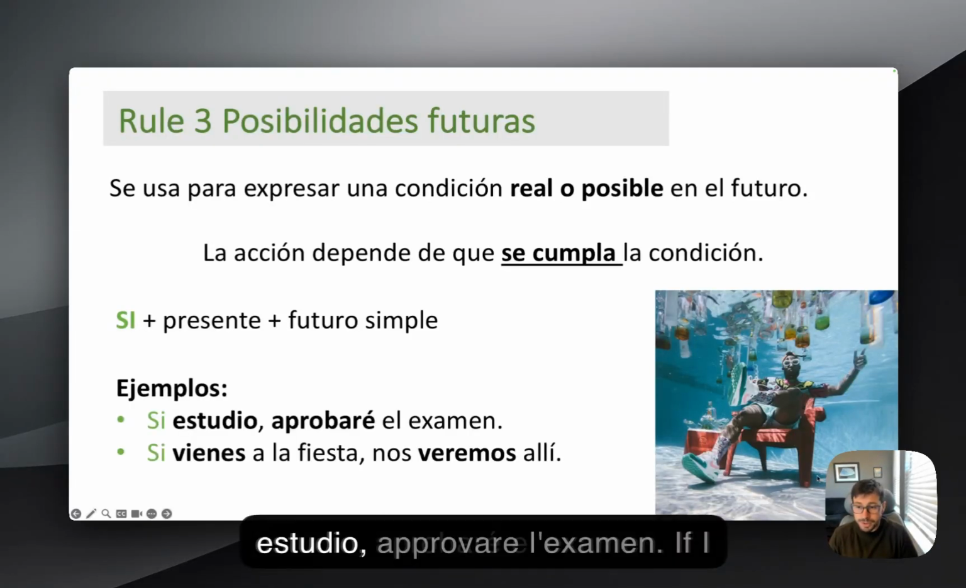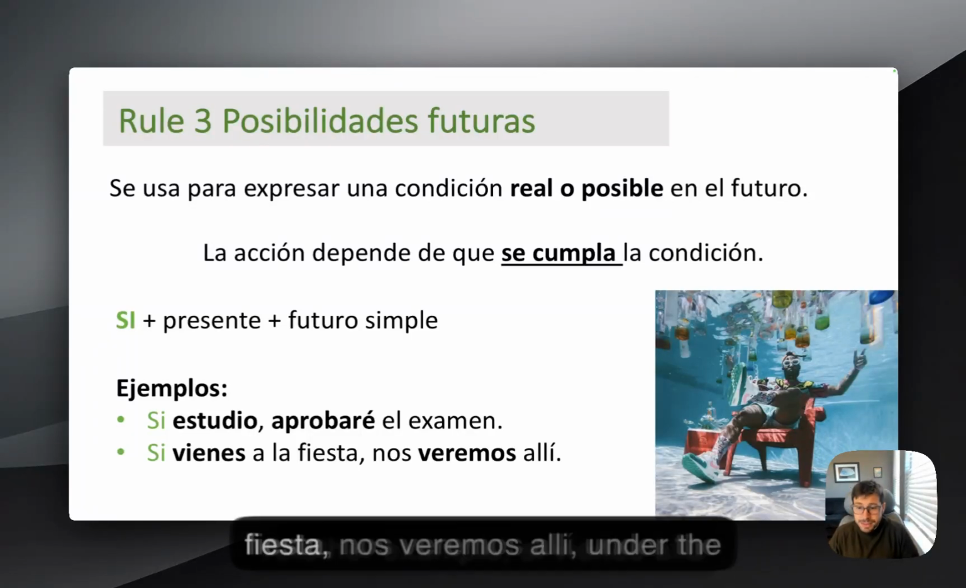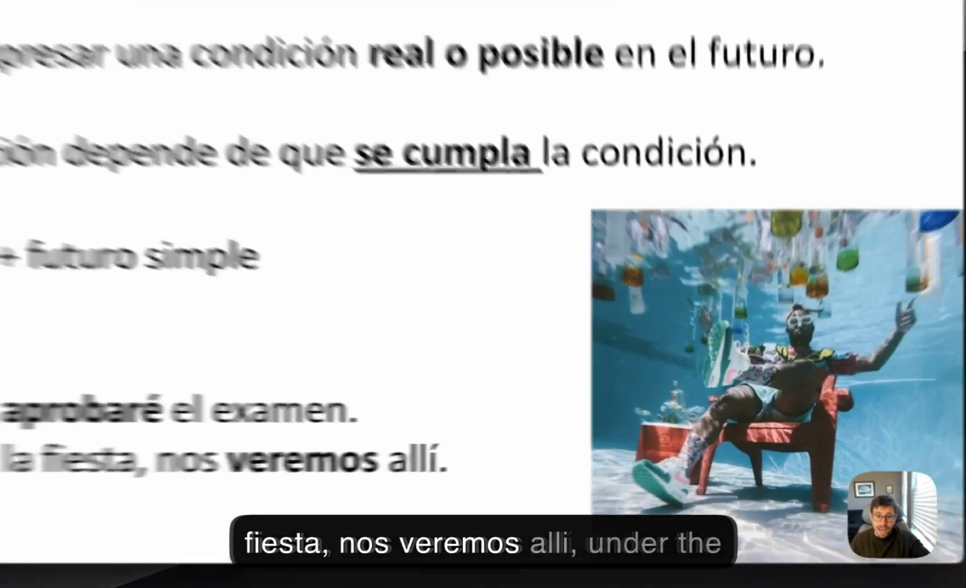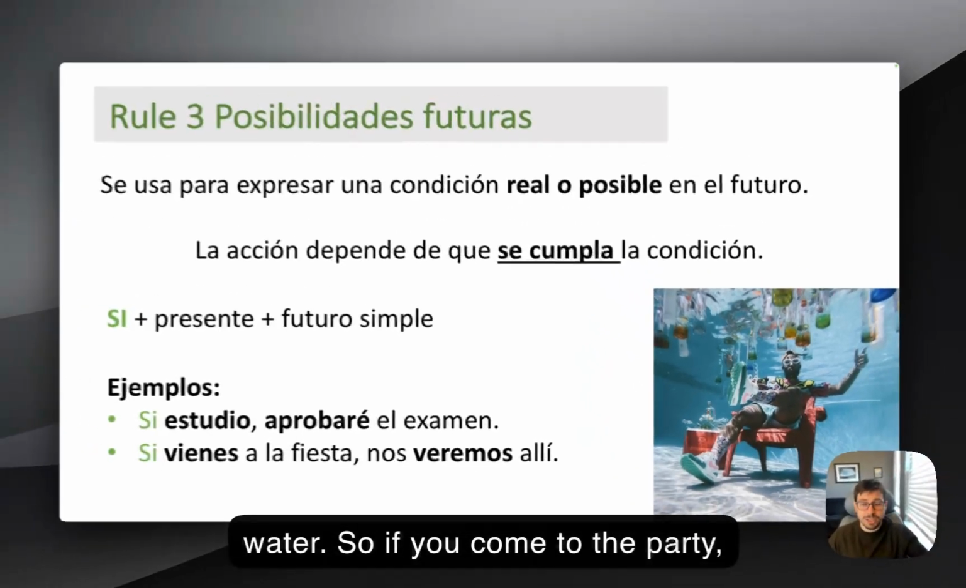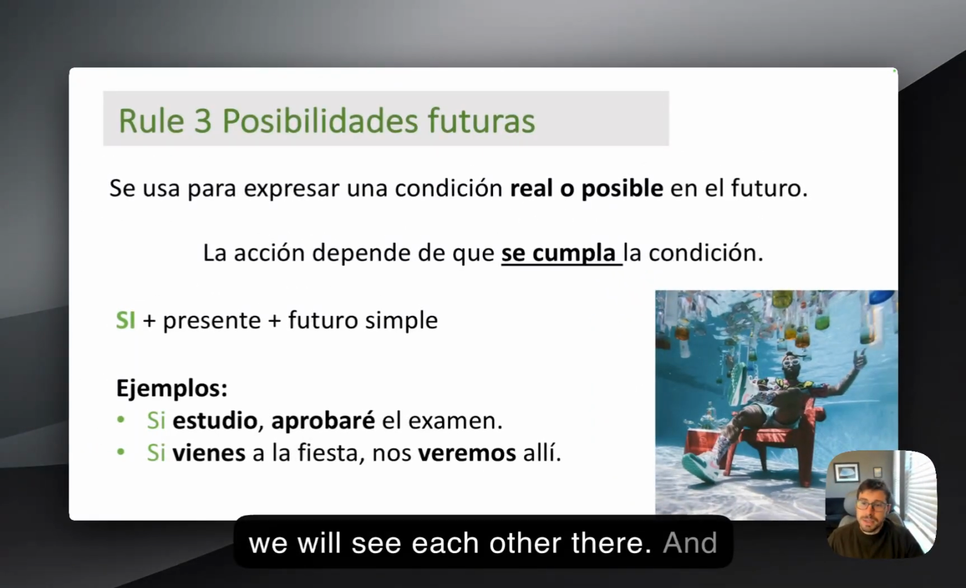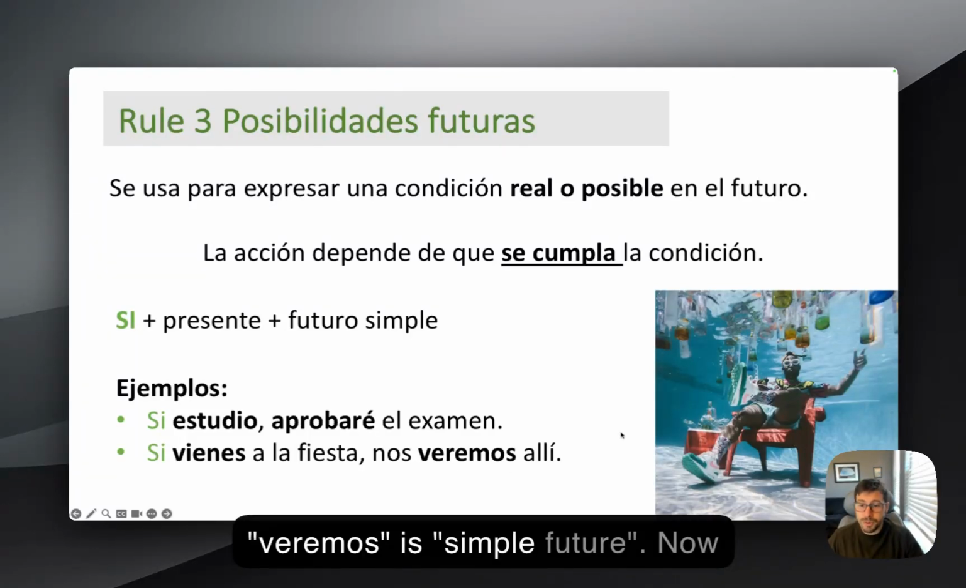So let's look at a few examples. Si estudio, aprobaré el examen. If I study, I will pass the exam. Or another example, si vienes a la fiesta, nos veremos allí. So if you come to the party, we will see each other there. And you can see that aprobaré, veremos is simple future.